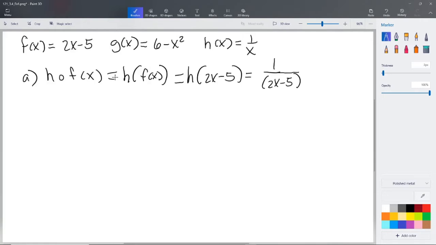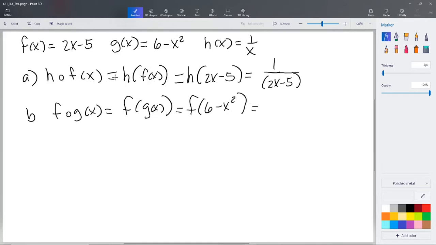Moving on to part B, they do ask us the classic fog question, so f of g of x. Again, we read that as f of g of x, meaning that we're going to take the g of x equation, as in 6 minus x squared, and put that into the x in the f of x equation.